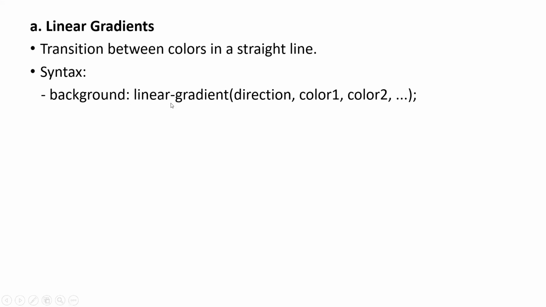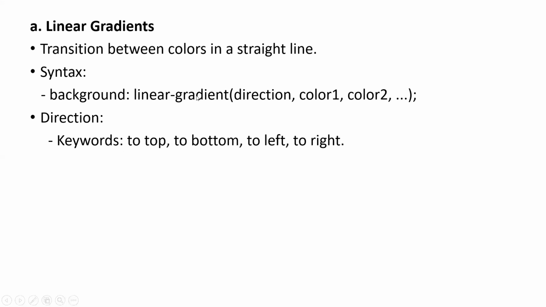So for the linear gradient, this is how you set it. You just say background, then linear-gradient. The linear gradient is actually a function that expects you to pass the direction as the first argument, then the first color and the second color and other color properties as the other arguments. So the direction can be to top, to bottom, to left, to right. Those are the keywords. It's the direction in which you want the color to be distributed along the straight line.